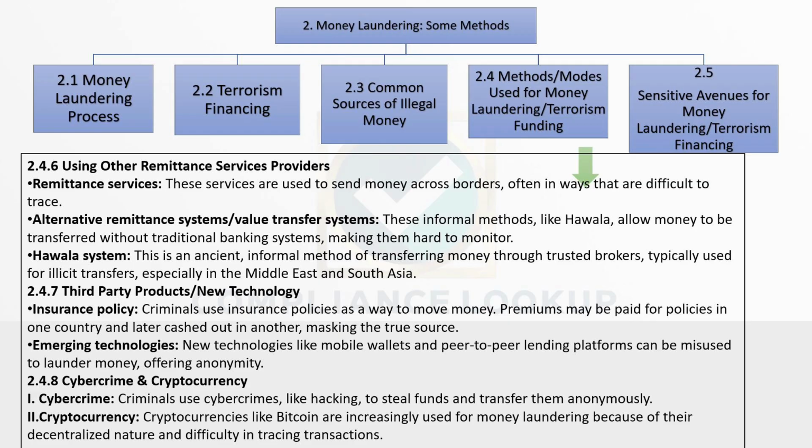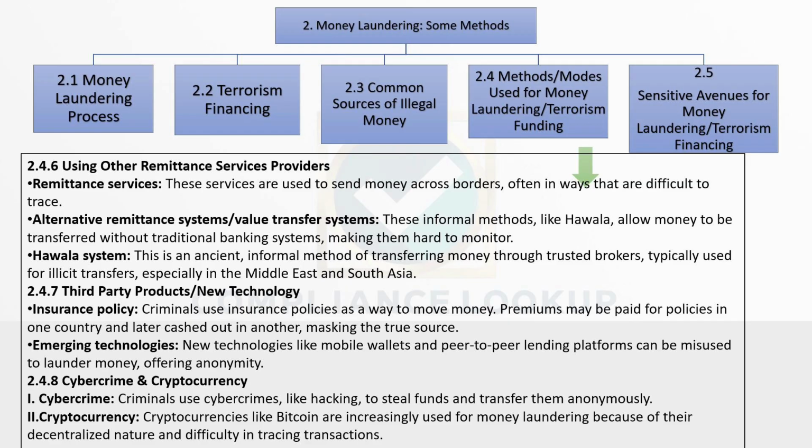Example, a criminal organization involved in human trafficking uses a remittance service to send small sums of money from one country to another, avoiding traditional banking systems that have stricter reporting requirements. These small transactions add up to large sums, but are difficult for authorities to detect due to the decentralized nature of remittance providers.